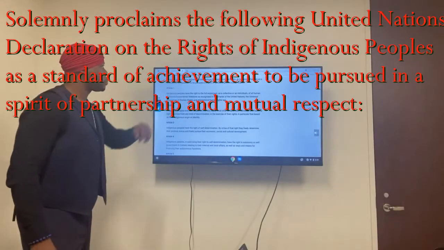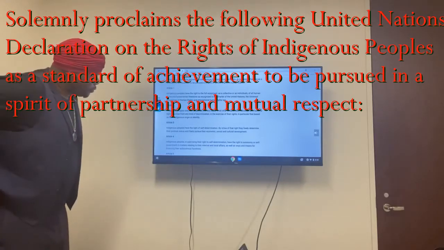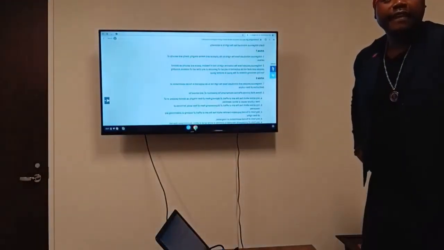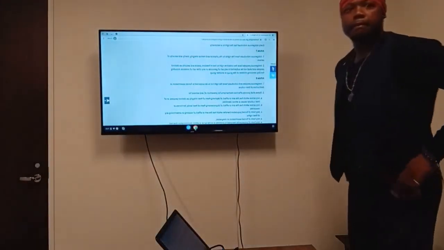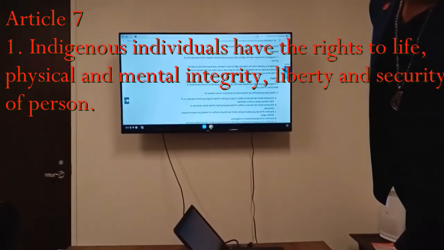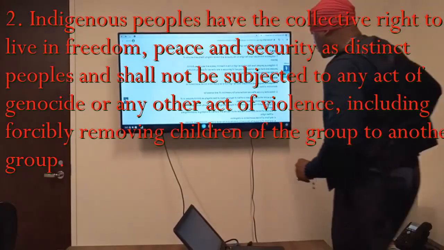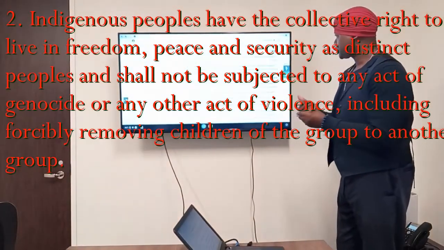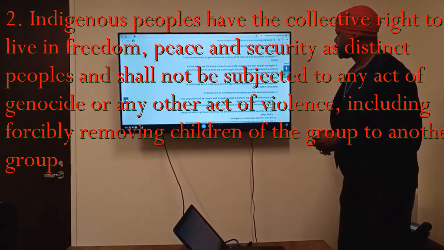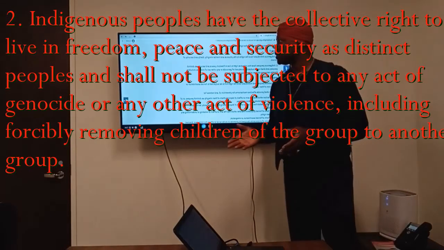Solemnly proclaims the following United Nations Declaration on the Rights of Indigenous Peoples as a standard of achievement. Indigenous individuals have the rights to life, physical and mental integrity, liberty, and security of person. Number 2, indigenous peoples have the collective right to live in freedom, peace, and security as distinct peoples and shall not be subjugated to any act of genocide or any other act of violence, including forcibly removing children of the group to another group.